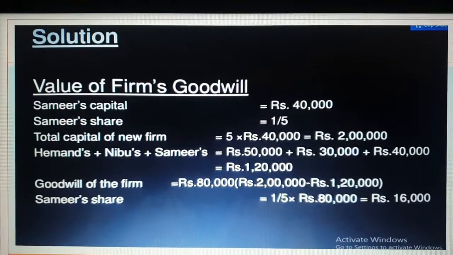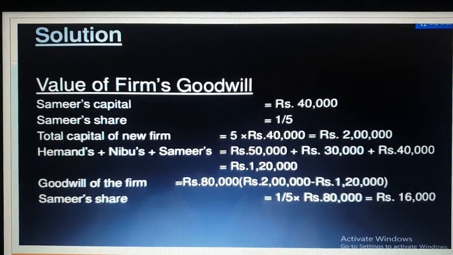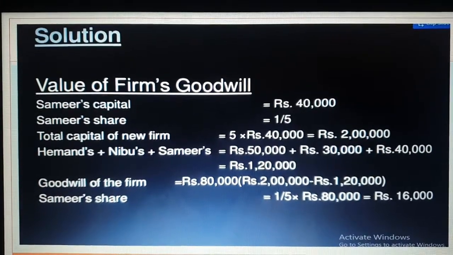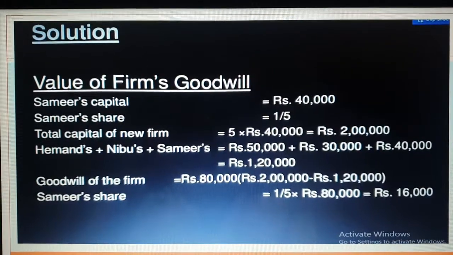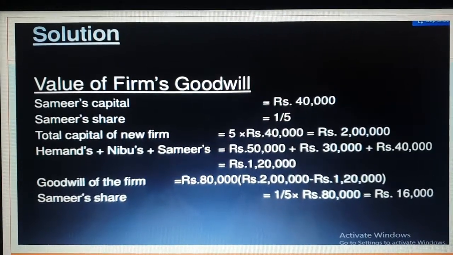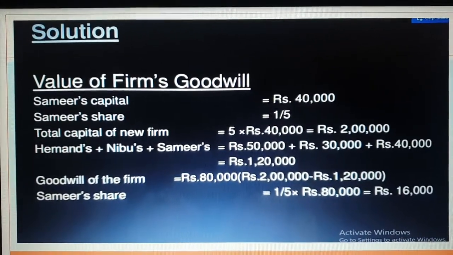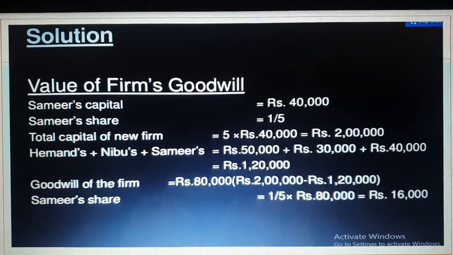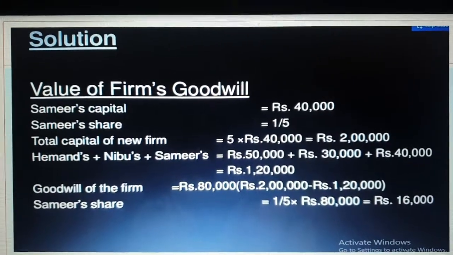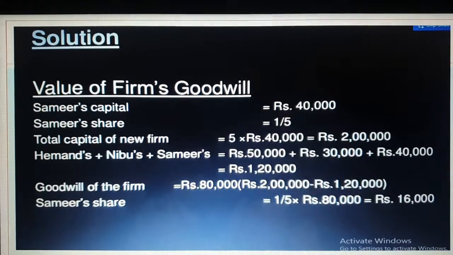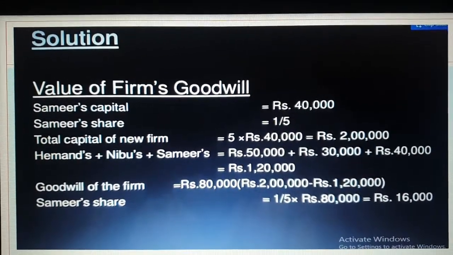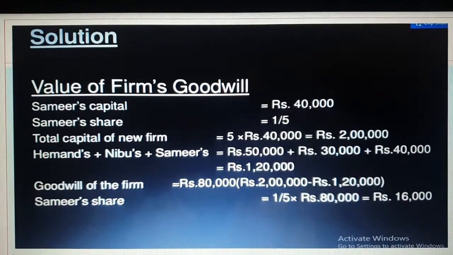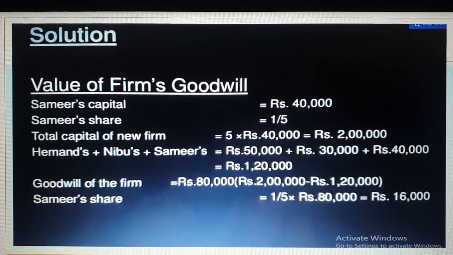So when you add up the capital of Hemant, Nibu and Samir, that is 50, 30 and 40, all 3 are given in the question, then 120 is the capital of all 3 partners. And we have already calculated the capital of the new firm, that is 2 lakh. So out of the capital of the firm, you have to deduct the capital of all the 3 partners, that is 2 lakh minus 1,20,000. So 80,000 is the goodwill of the firm.